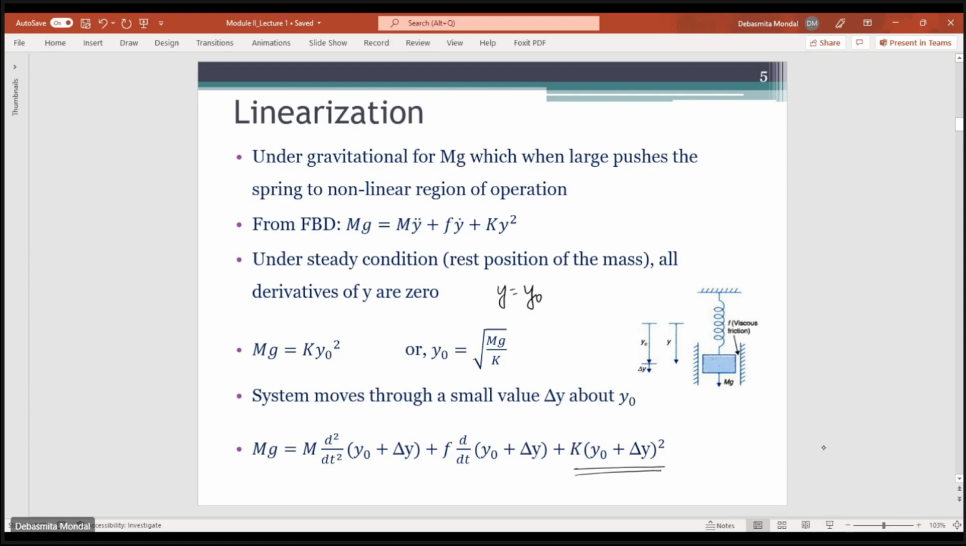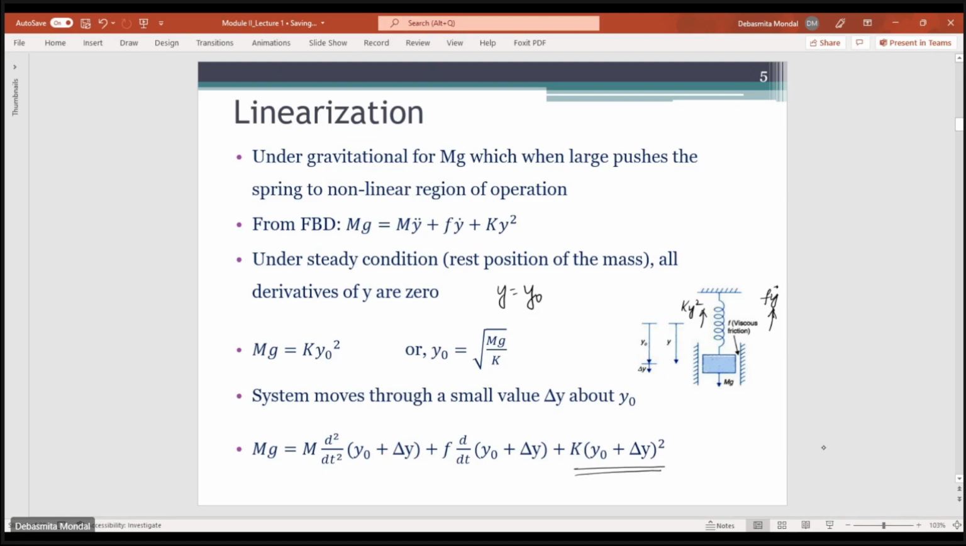For this one, the gravitational force acts in the downward direction, and the force due to the spring is in the opposite direction, that is upward. Since we are considering a non-linear spring, that will be given by K y square. The viscous friction also opposes the direction of motion, so it will also be in the upward direction, and it is given by F into y dot.